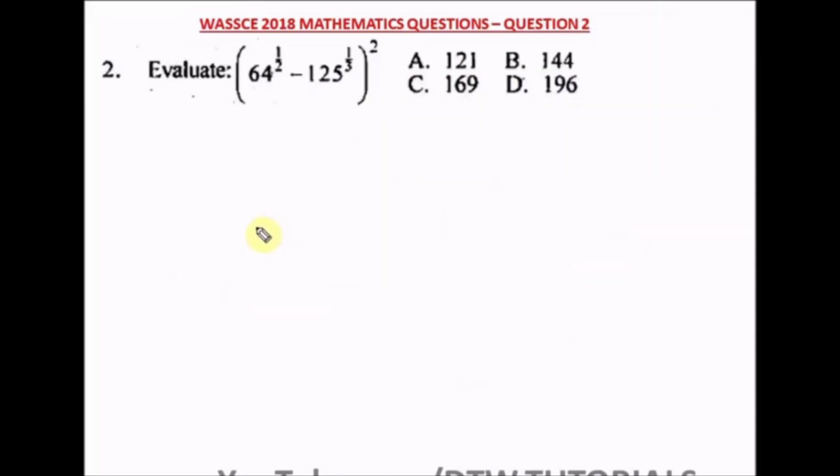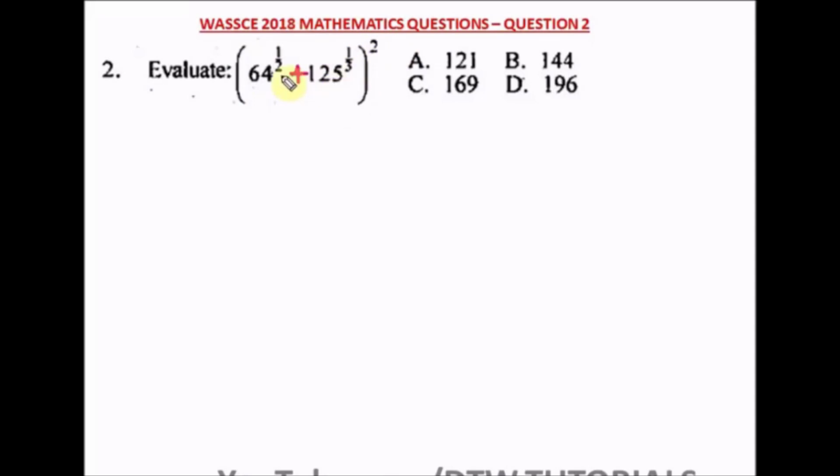Question 2 of the WAEC 2018 Mathematics Past Question, that's your WAEC exams. It says evaluate 64 raised to the power of 1 over 2, this is supposed to be a plus here, plus 125 raised to the power of 1 over 3, all in brackets, then we have to square this. Okay, so how do we do this?